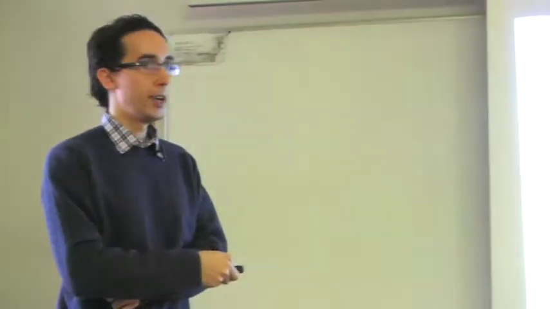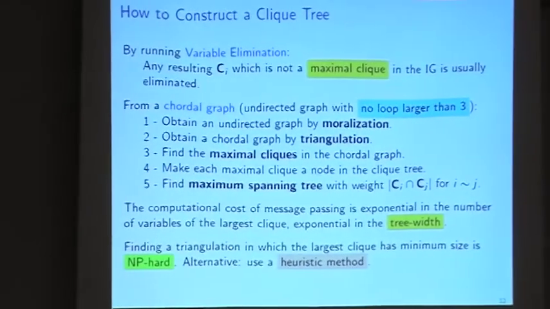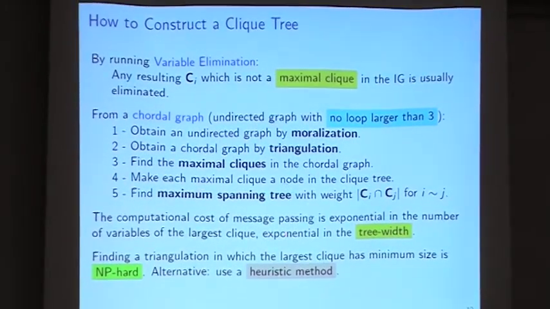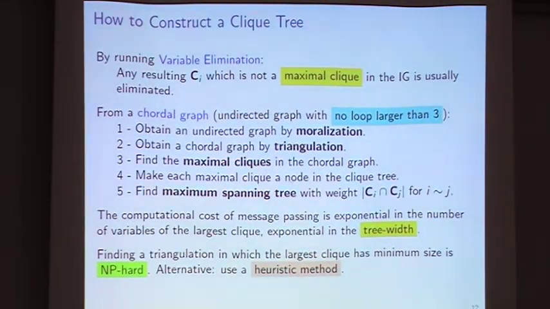So in this case, we can obtain a clique tree by doing these steps. We obtain the undirected graph by doing this moralization. It was the same that we did to construct the induced graph. And then we obtain a chordal graph by triangulation. We will basically eliminate any loop larger than 3 in that graph. We will get a graph that could have been an induced graph produced by the execution of variable elimination.